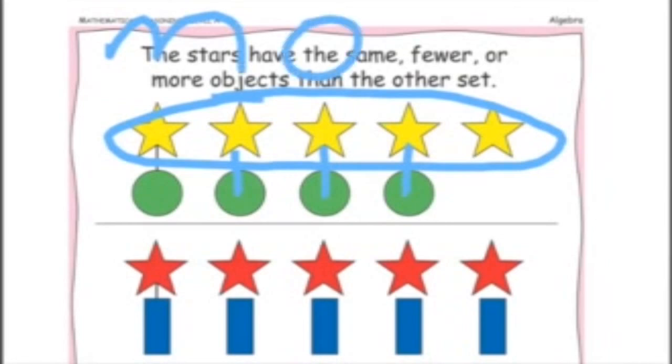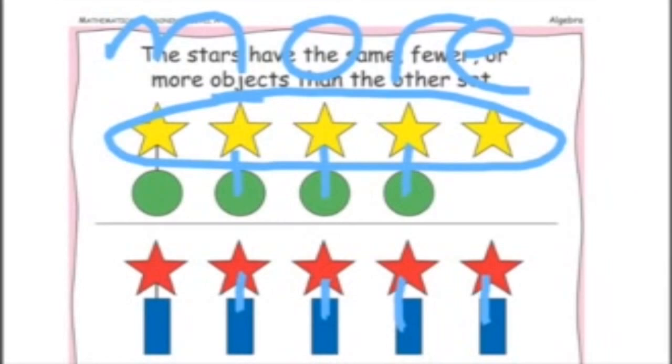So that means the star is more. The star is what? More. So the stars have more objects than the other set, which is in this case the circle. So I can circle my star and write what? More. You see that? Very good. Now the last example, we have a set of stars and a set of rectangles.